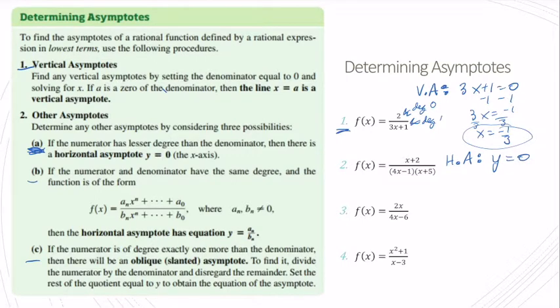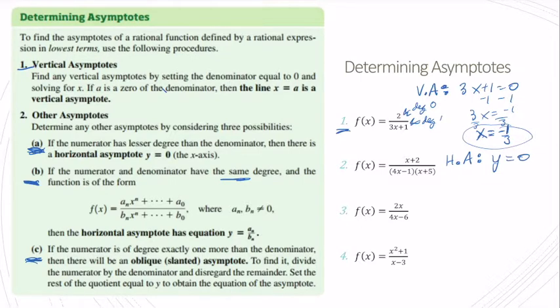Notice, now you can stop, right? Because the next option is if the numerator and denominator have the same degree, and the option after that is if the numerator has a greater degree than my denominator, okay? So once you hit either A, B, or C, you can stop. So the answer for number 1 is it has two asymptotes. It has a vertical asymptote at x equals negative 1/3 and a horizontal asymptote at y equals 0.